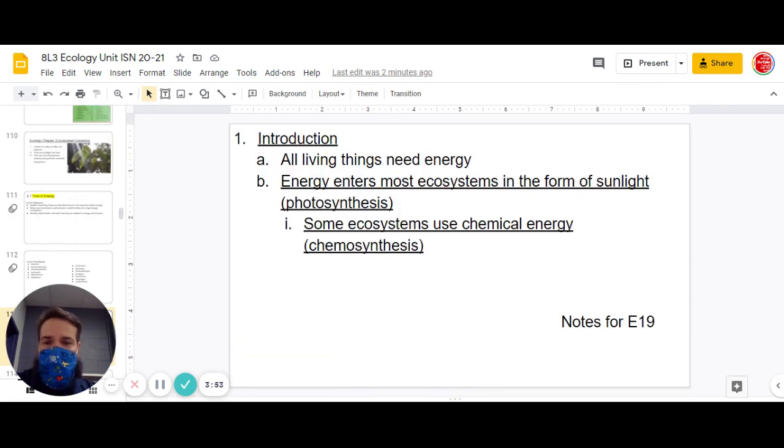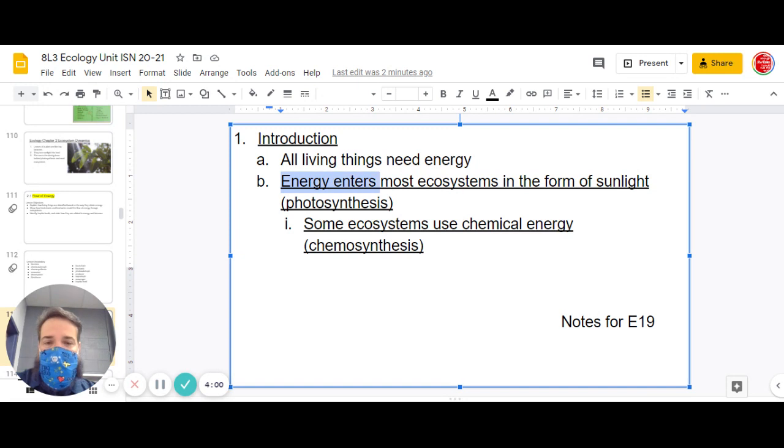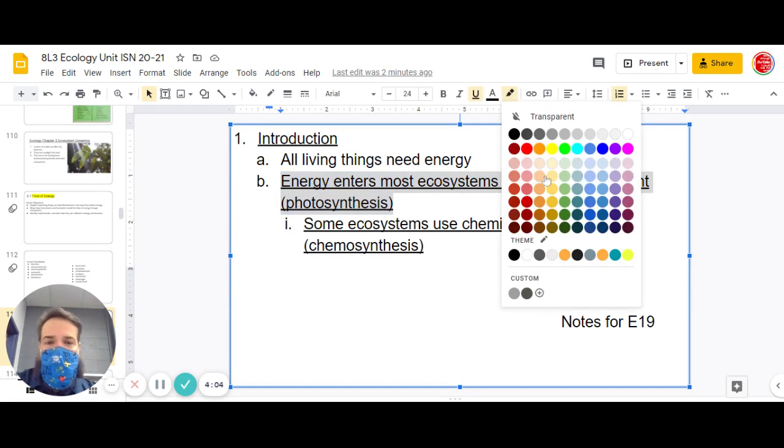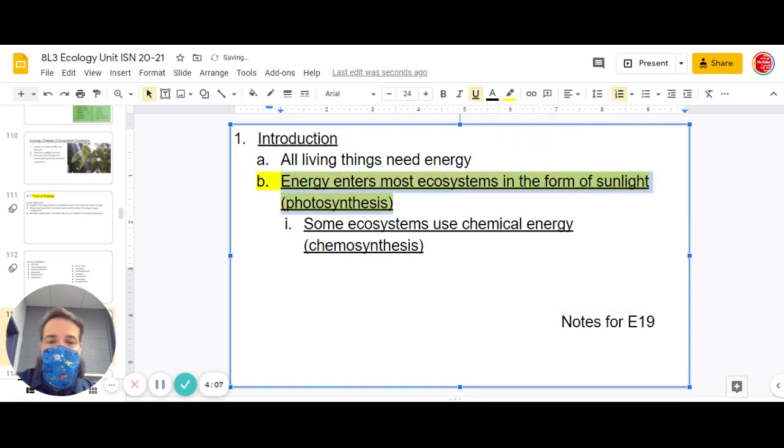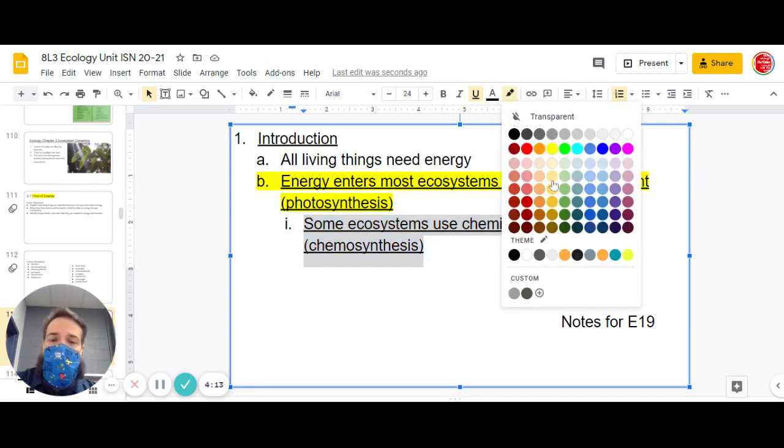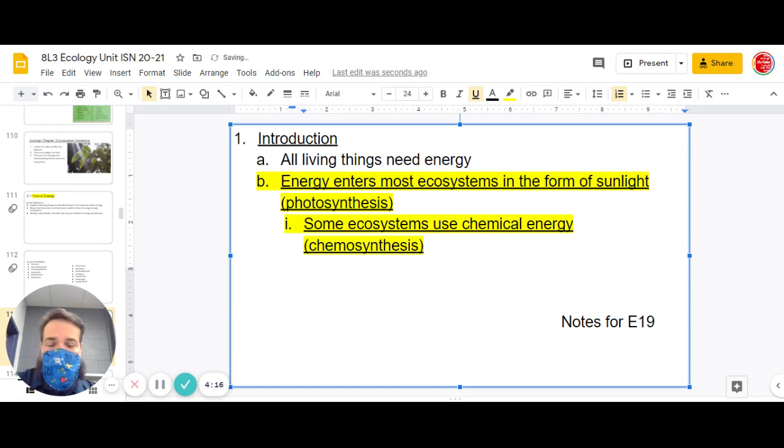All right, so let's get to the notes. All things need energy. That should be obvious. Energy enters most ecosystems in the form of sunlight. So we need to know that. We call that process photosynthesis. Some ecosystems use chemical energy instead of sunlight, and we call that chemosynthesis. All right, so you should have that written down. You can pause the video, copy that down. All right, and then we're going to move on.